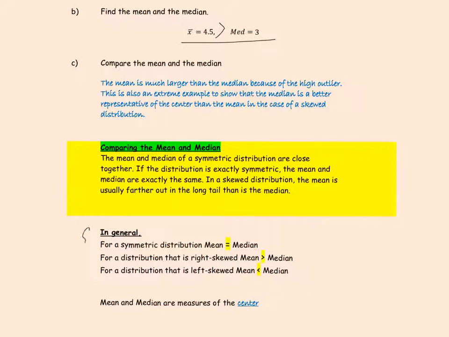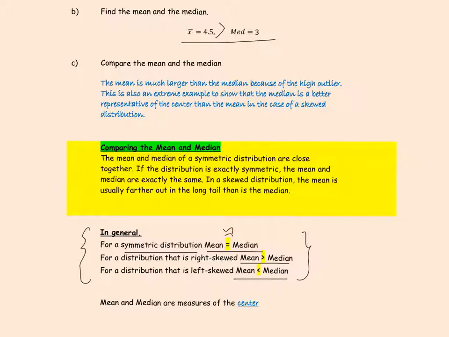So in general, you need to remember this. Symmetric distribution, mean is equal to the median. We're talking about a perfectly symmetrical distribution. If it's roughly symmetrical, then the mean will roughly be equal to the median. For a distribution that is right skewed, the mean gets pulled in the direction of the skew, so it becomes greater than the median. For a distribution that is left skewed, the mean gets pulled to the left, which means it gets smaller than the median.